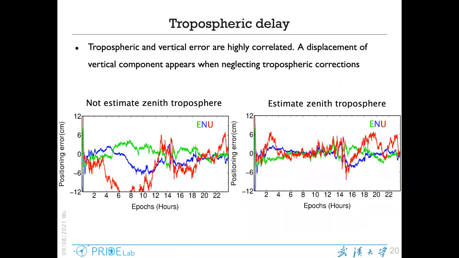All right, this is the impact of not estimating the zenith troposphere. You can see from the left figure that the troposphere affects the vertical component a lot, the red one. It has a high correlation with the vertical coordinates. So whenever you want to estimate the troposphere yourself, to make a troposphere product for weather forecasting or anything related to climate, you'd better fix your coordinates to the ITRF position before you estimate the zenith delay. Because if you don't, your vertical coordinates may be correlated with your troposphere, and your troposphere estimates will not be as precise as those obtained by fixing your coordinates. We will talk about this in our second class.